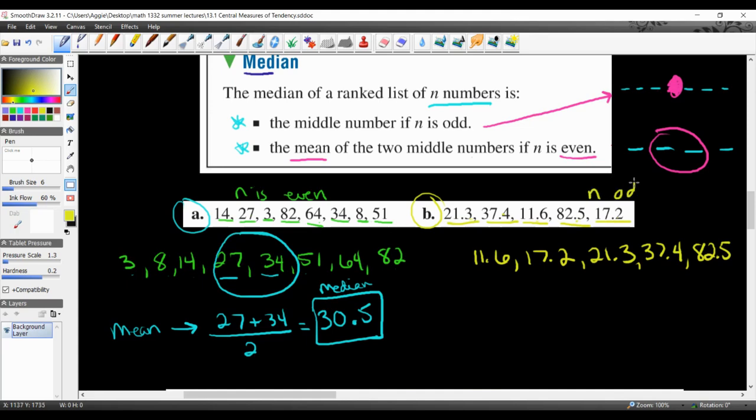So since n is odd, we're going to look at the number right in the middle. So that looks like since it's 5 terms, it'll be the third term. 1, 2, 3. 1, 2, 3. That's how you check. Make sure it's the same distance on both sides. So this would be our median. So for letter B, the median is 21.3. Okay. That's it. Easy as that. Put them in order, find the middle number.